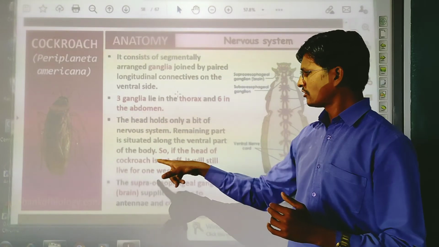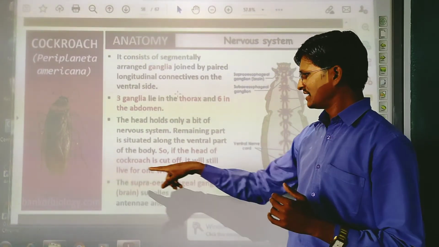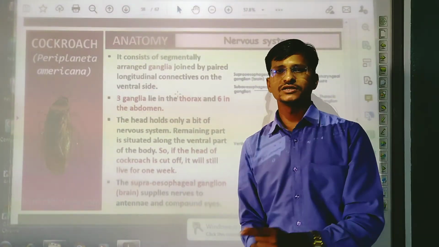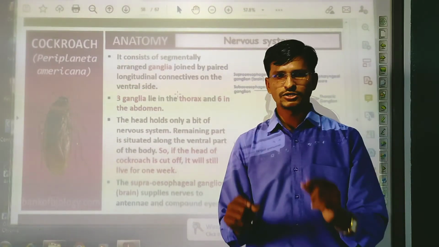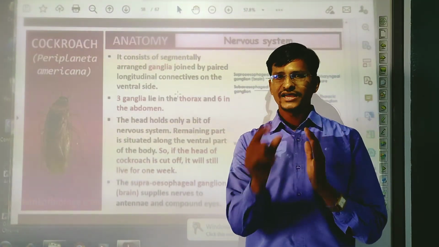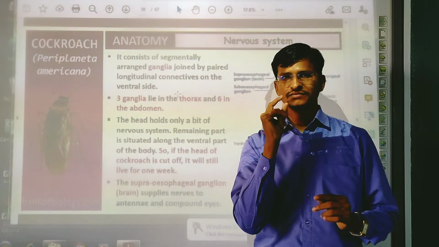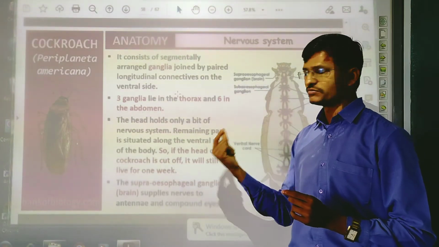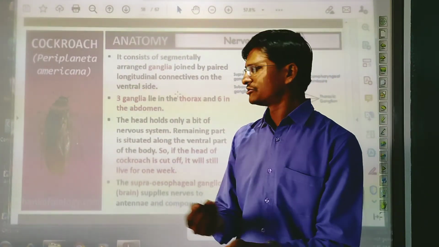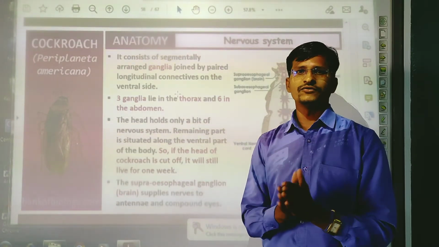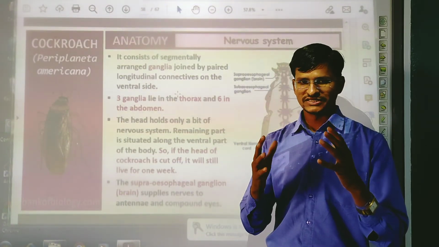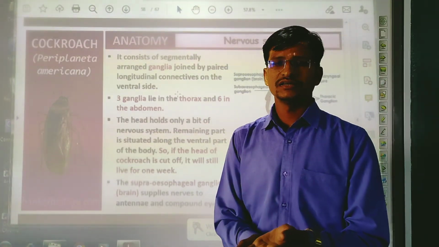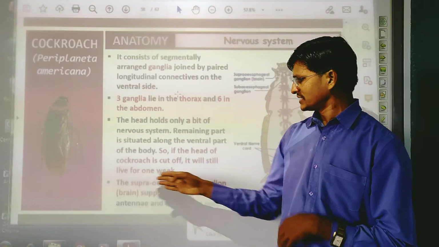If the head of the cockroach is cut off, it will still live for 1 week. So this is the best mechanism that God has given. If the head of the cockroach is cut off, then also it will remain alive for a week. It's somewhat different from other organisms. Okay, so it is important.